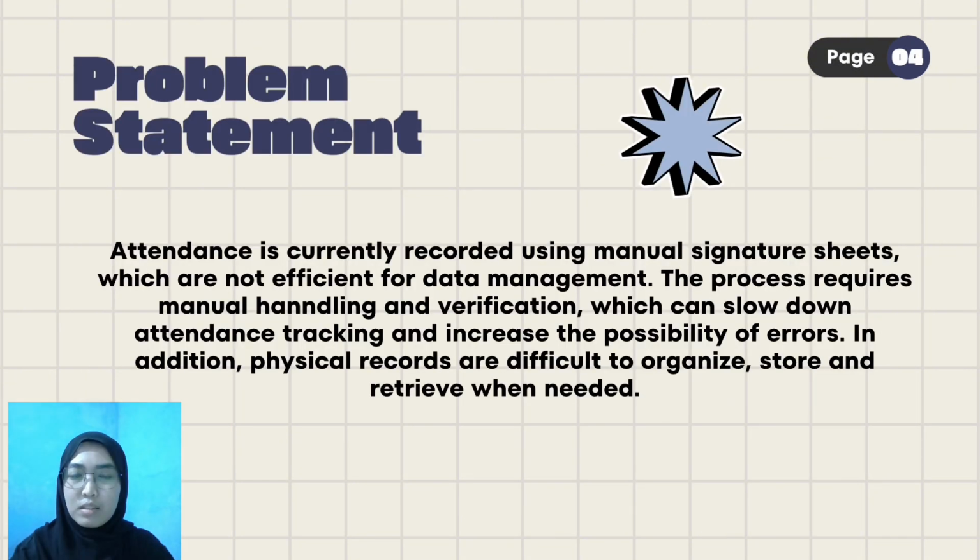The problem statement: the current attendance system relies on manual signature sheets, which require manual recording and verification. This method is inefficient, prone to human errors, and makes data storage and retrieval difficult. Hence, a digital system is needed to improve the accuracy, organization, and efficiency of attendance management.